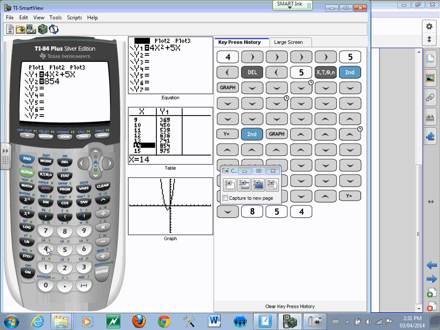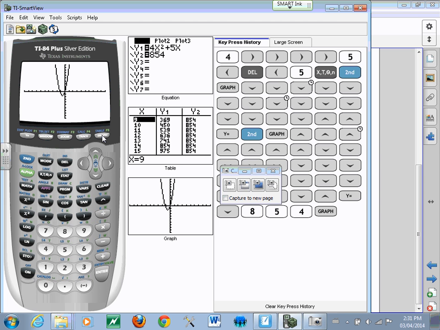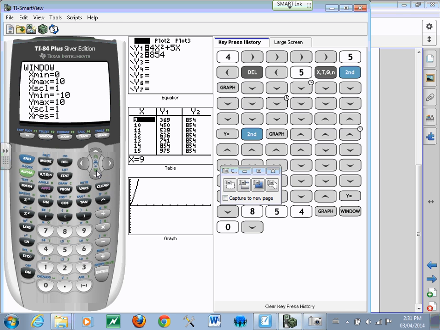So I'm going to do an intersection between the parabola and the other one. However, ladies and gentlemen, it's not working right now because I've got to fix my window. So let me go to window, and I'm not going to worry about any negative values. I'm going to take that to, I don't know, 18 might work.